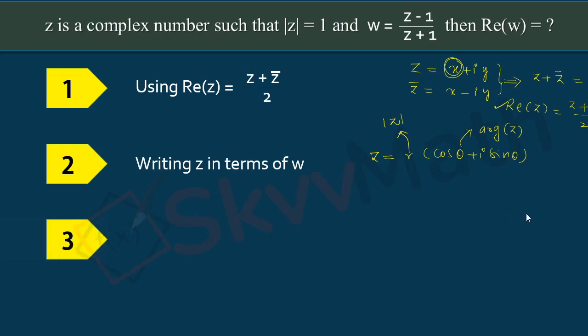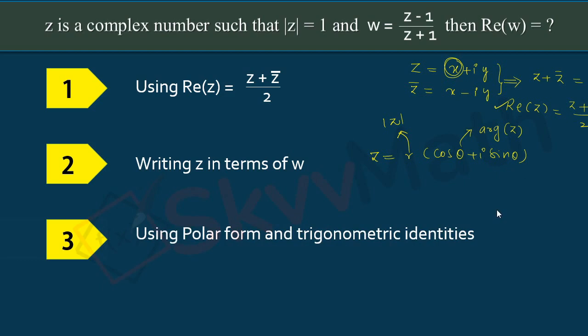Now the third method I am going to use is this, whatever I just discussed, the polar form. Just this polar form I am going to use to solve the problem. So using polar form and some trigonometric identities, because in polar form you have cos theta plus i sin theta, so obviously we use some trigonometric identities.